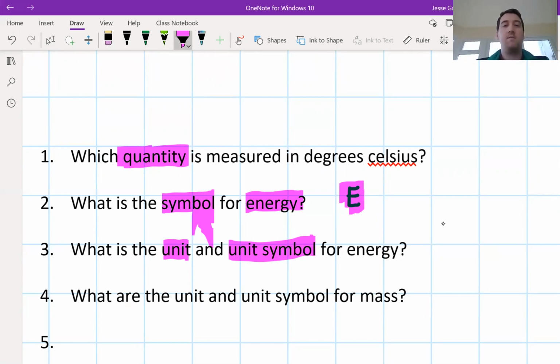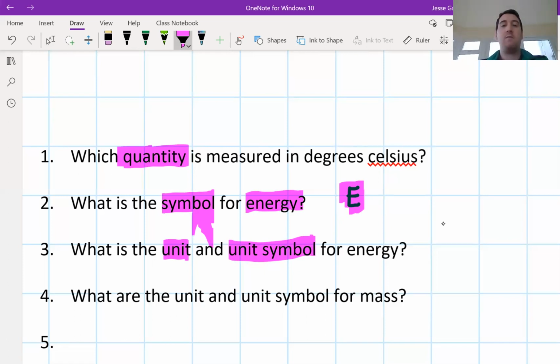The unit symbol. Okay, so what you should have here is the unit of energy is the joule, and the unit symbol for the joule is a capital J. So well done. If you had that, joule and capital J, you should have a full sentence for your answer though. Number 4, what are the unit and unit symbol for mass?